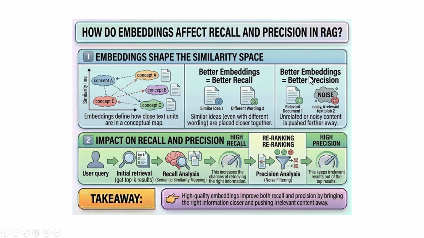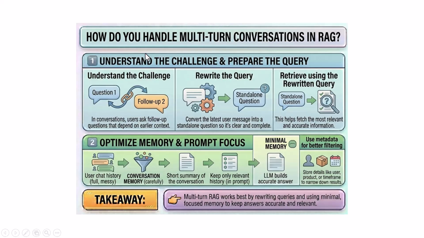And better embeddings equals better precision. That is, unrelated or noisy content is pushed farther away. So this keeps irrelevant results out of the top results. So the takeaway is high quality embeddings improve both recall and precision by bringing the right information closer and pushing irrelevant content away.